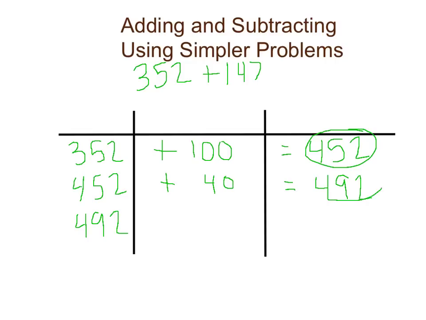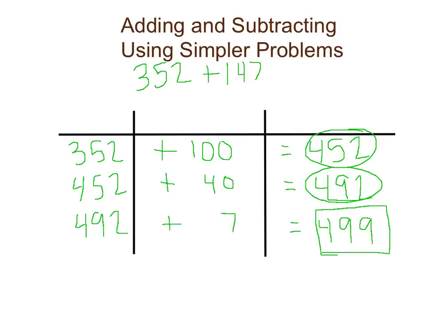So let's take our 492, that's just our sum from over here, and then I'm going to add our last little 7. And we get 499. That's our final answer. Again, it's very similar to the number line. We're just not taking the jumps. These would have been the jumps that you would have made to get there, but instead we're just adding them in parts, just like this.